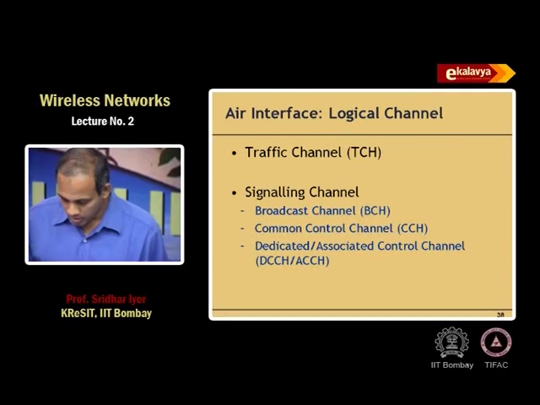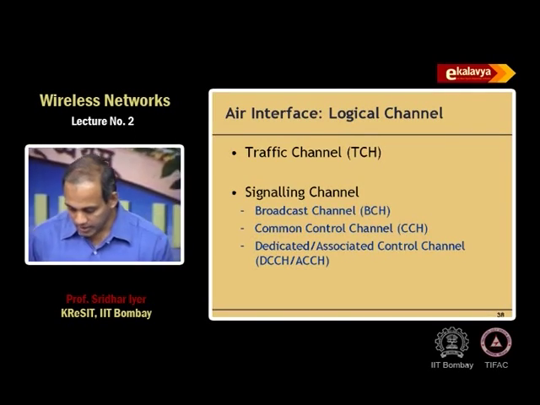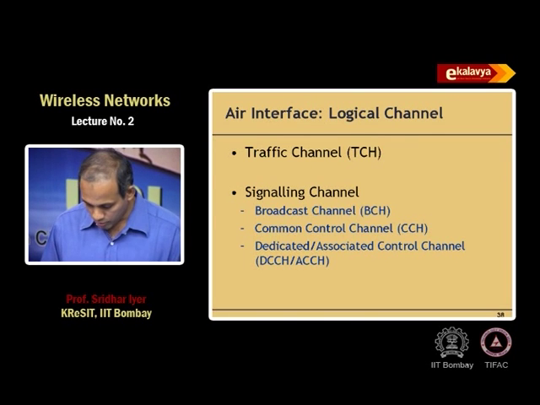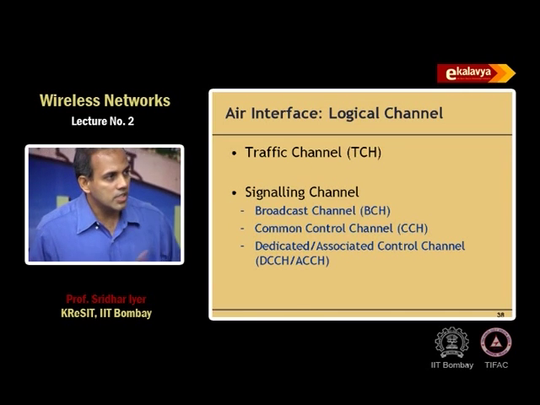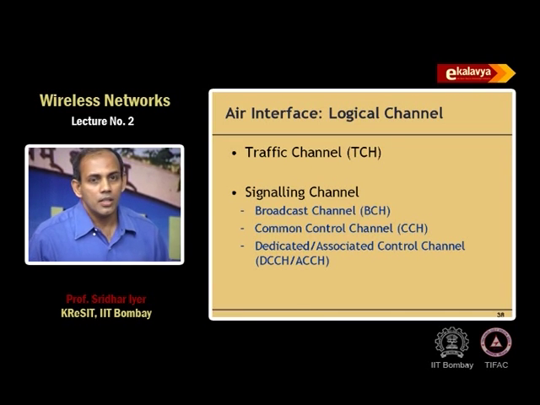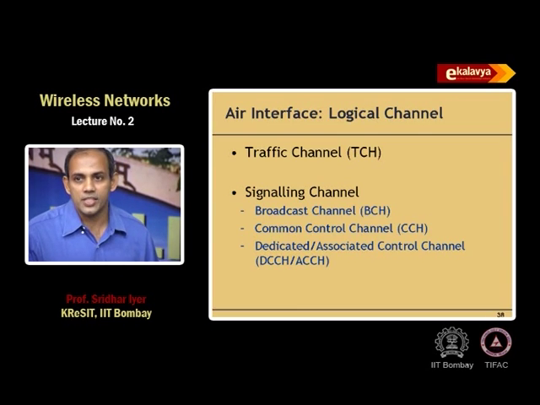Okay. So on the air interface, we have seen that there is a traffic channel, broadcast channel, control channel, dedicated control channel. There is also something called an associated control channel, which is basically used when there is a traffic channel existing. Okay? If there is no traffic channel, then I live only with a dedicated control channel. If there is a traffic channel, then there is an associated control channel. Okay? So I guess most of these things you will know.